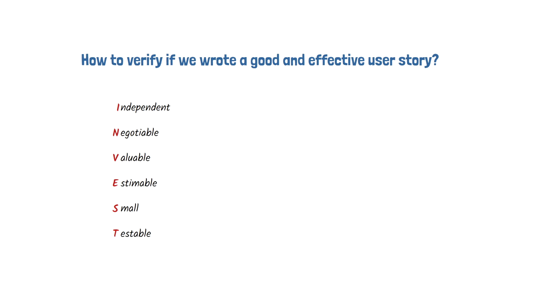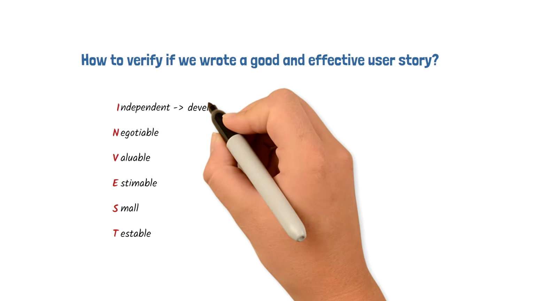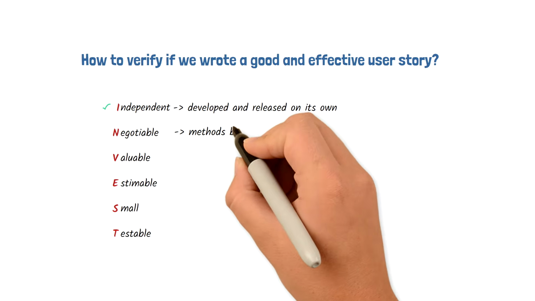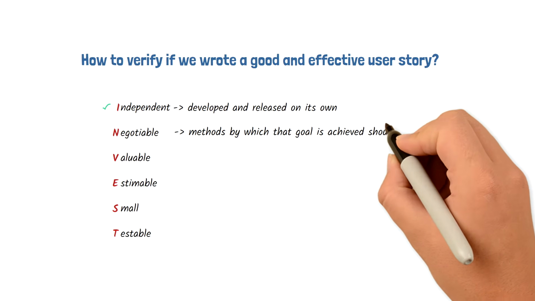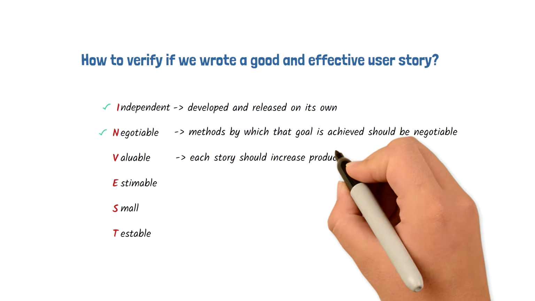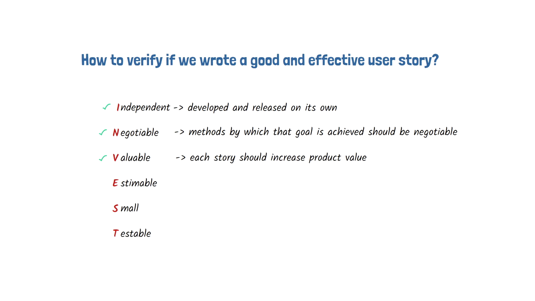Let's take a look at independent. A story that is independent is not coupled to any other story. It can be developed in any order and can be released on its own. Negotiable means while the end goal may be clearly described for the user story, the methods by which that goal is achieved should be negotiable. Valuable means every story that's delivered should make your product more valuable.